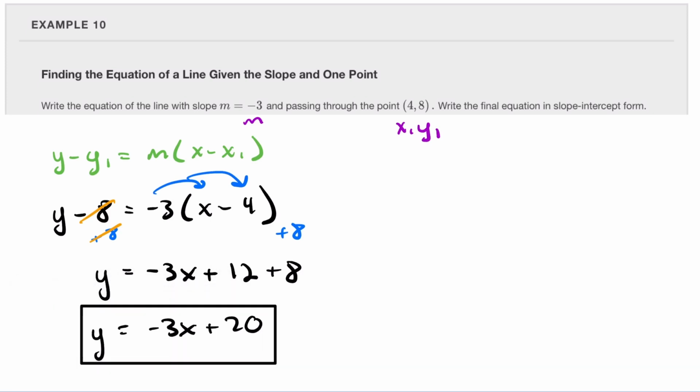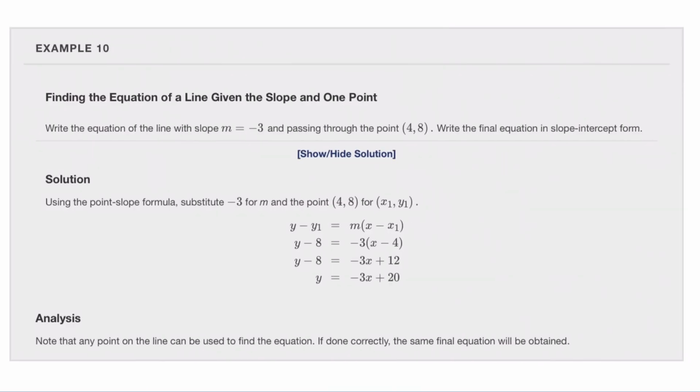Notice it has a slope of -3. And then to verify that it passes through the point (4, 8), it's basically saying that when x is 4, the corresponding y should be 8. -3 times 4 is -12, plus 20 gives us +8. So I think we got that result.